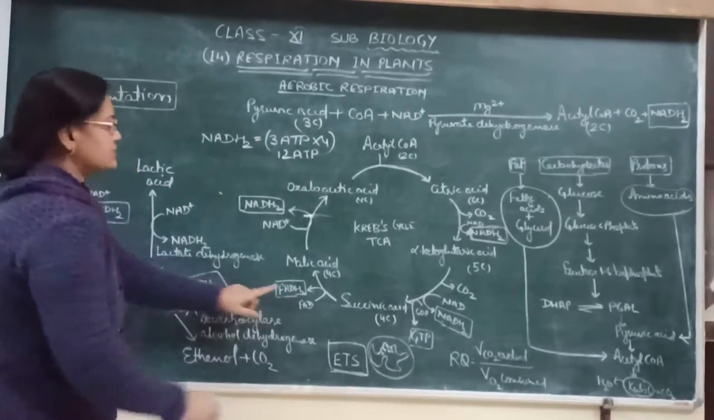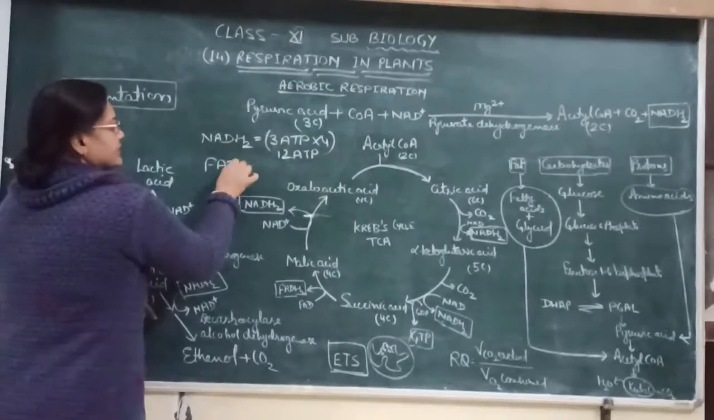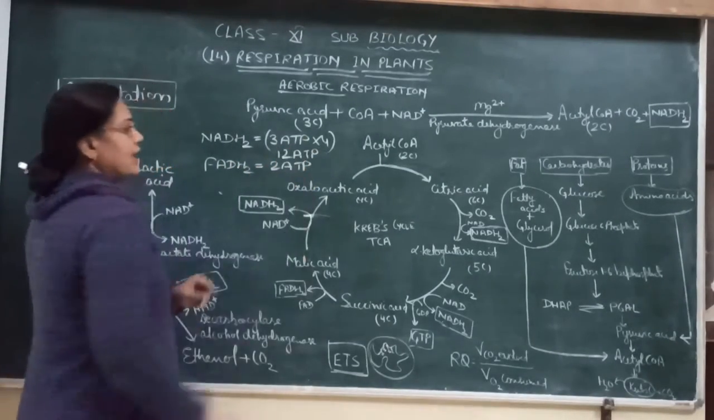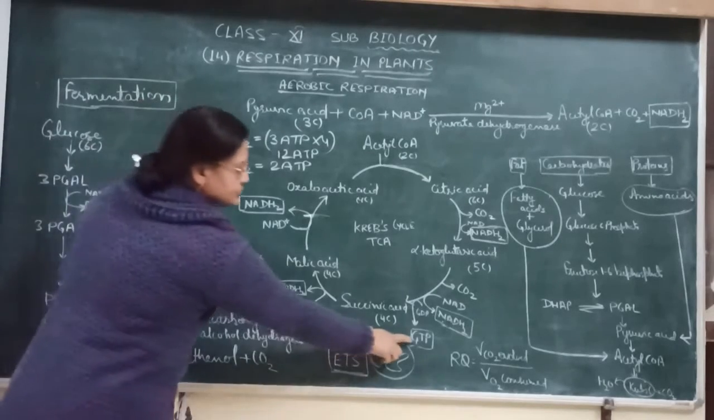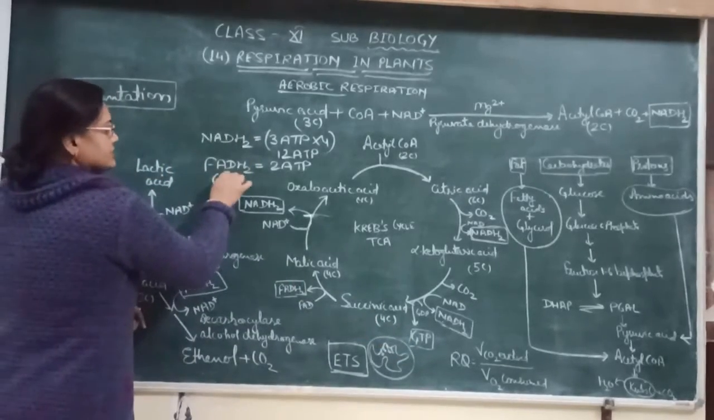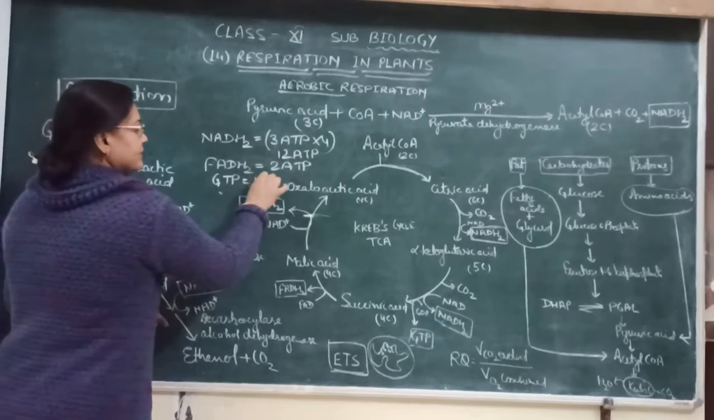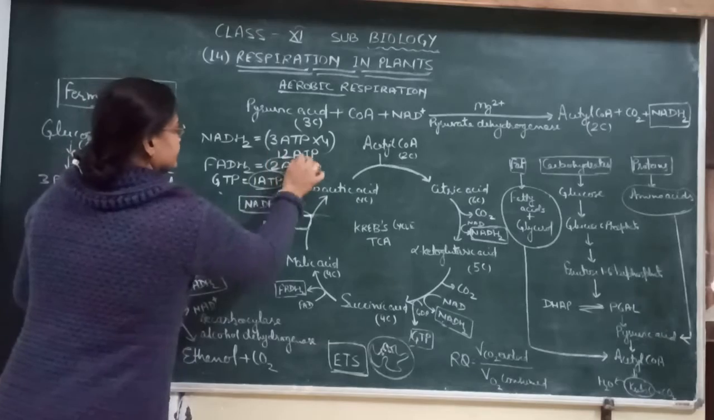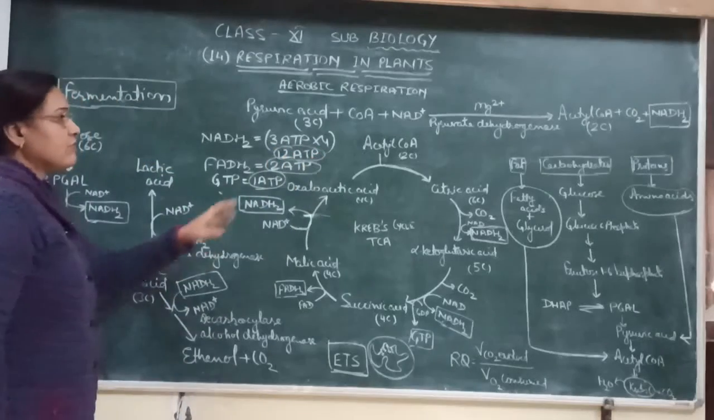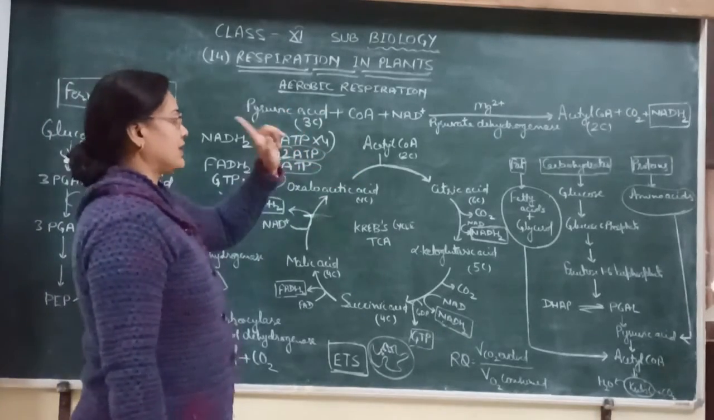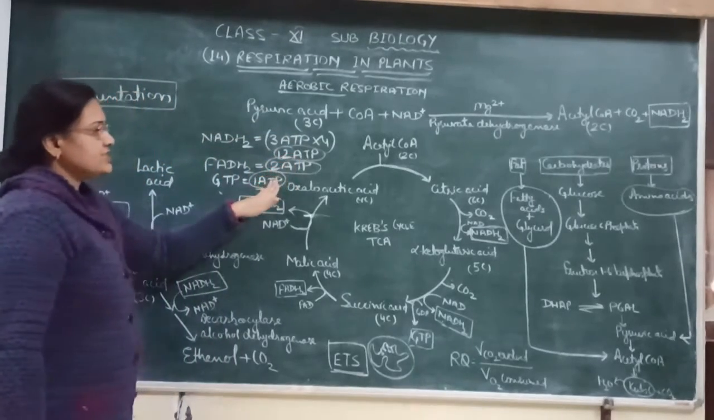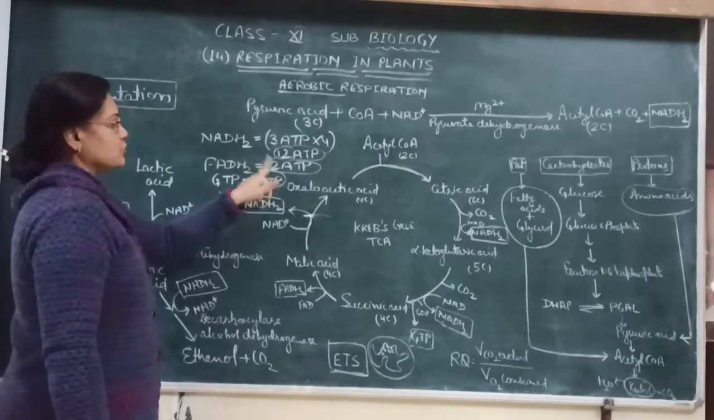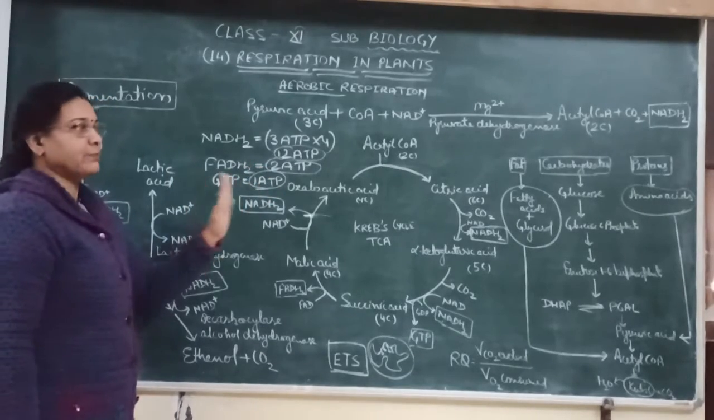And one FADH2 is formed. FADH2 converts into 2 ATP molecules, and one GTP is also formed. One GTP is converted to 1 ATP. So from one acetyl coenzyme, from one pyruvic acid, how much energy is formed in the Krebs cycle? 12 plus 1 plus 2, that is 15 ATP from one pyruvic acid.